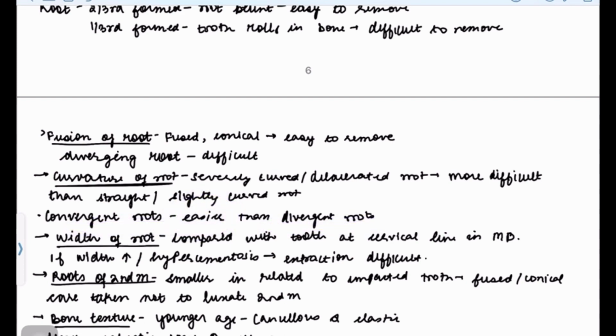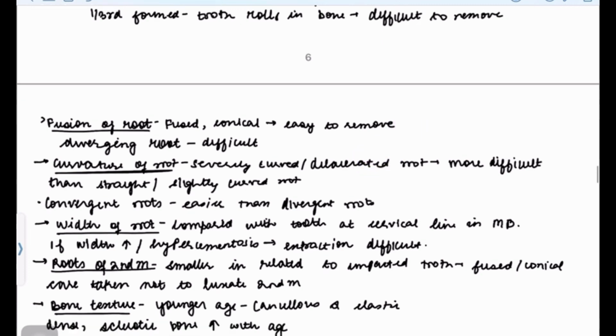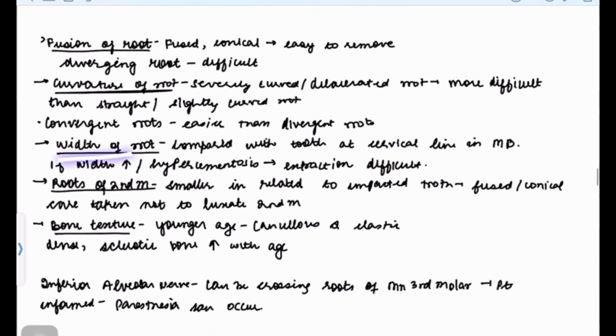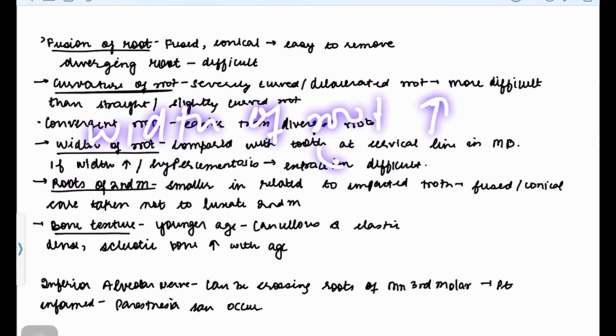Now, if the root is already curved and dilacerated, obviously it will be more difficult to remove than a straight root. The width of root. If the root width is compared to the crown at the cervical line in the mesiodistal dimension, if the width of the root is more, then it is more difficult to extract.